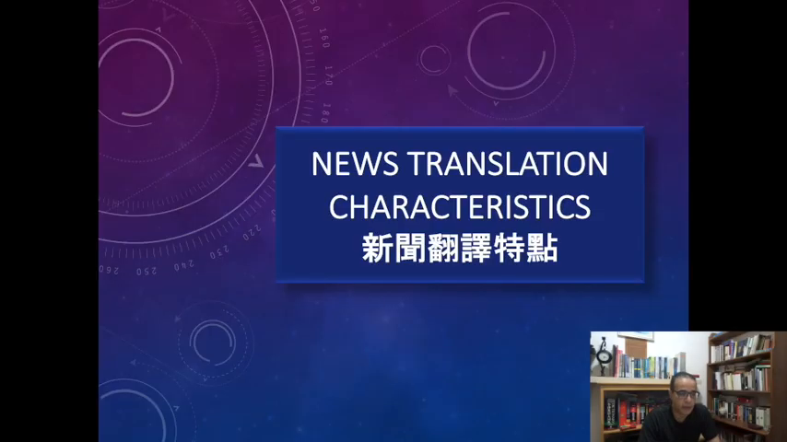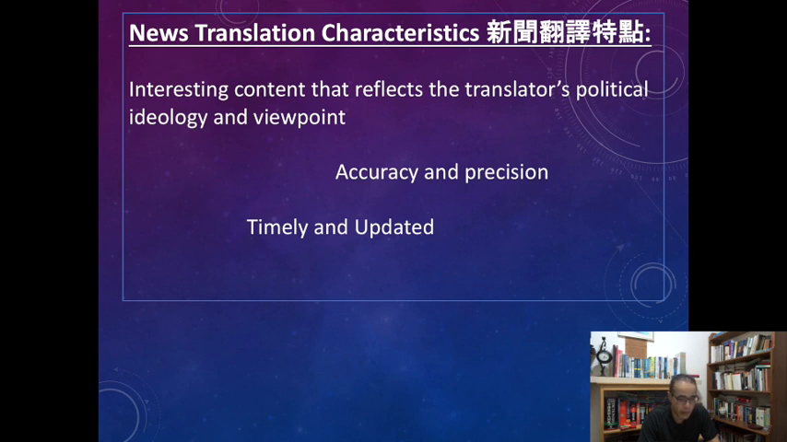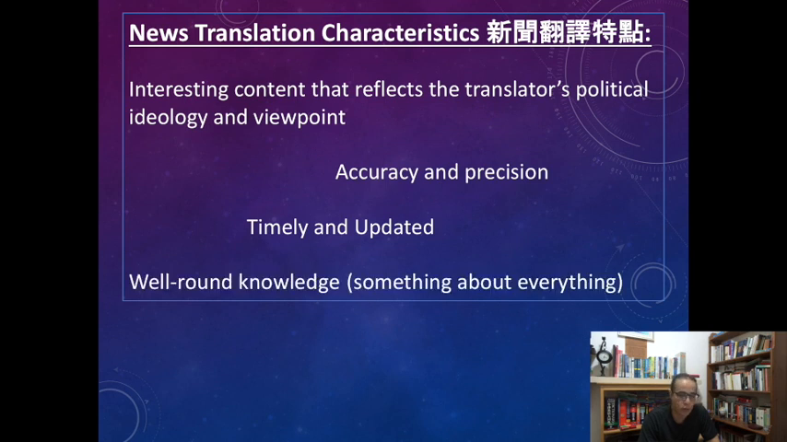In general, the main and general characteristics of news translation is to be accurate in your writing, to be precise, to be timely and updated, and that you need to have well-rounded knowledge of everything. You need to know something about everything. And you need to have interesting content that reflects your own beliefs, your own political viewpoints. But as I said in the first class, you need to be objective in your writing. The language you use must be objective language.